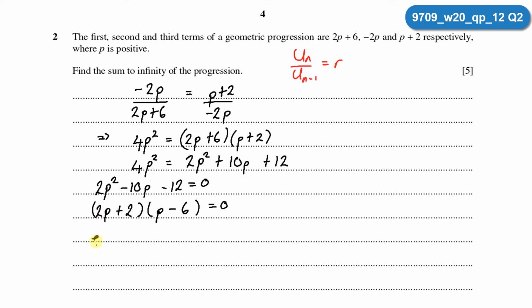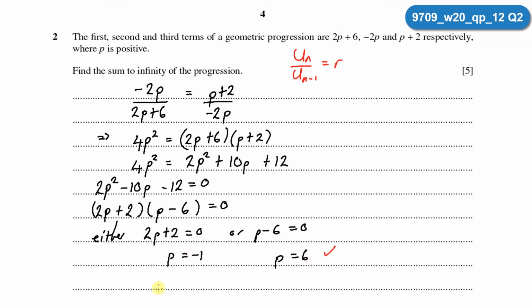Okay, so which means either 2p plus 2 is going to be equal to 0, or p minus 6 is going to be equal to 0. Here we get p coming out as minus 1, and here we get p coming out as 6. Now that we have two values of p, the one that we want, since according to the question p is positive, is p as 6.